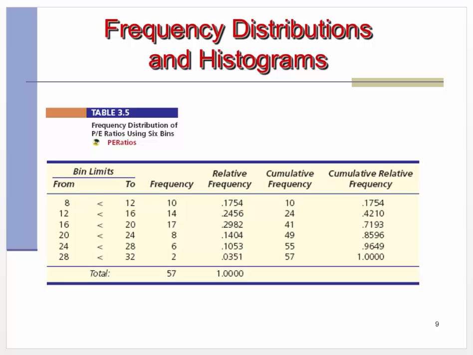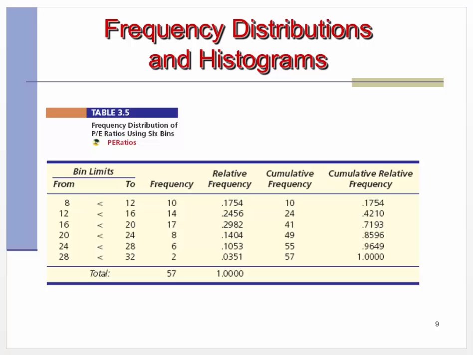And the frequency distribution of PE ratios using 6 bins is on this table. You can see the bin limits is from 8 to 12, the frequency is 10, meaning for the PE ratio between 8 and 12, there are 10 companies in that category. Since there are a total of 57 companies, 10 over 57 gets you the relative frequency of 0.754. And cumulative frequency, of course, is still 10 because this is the first group. And cumulative relative frequency is still 0.1754, this first group.